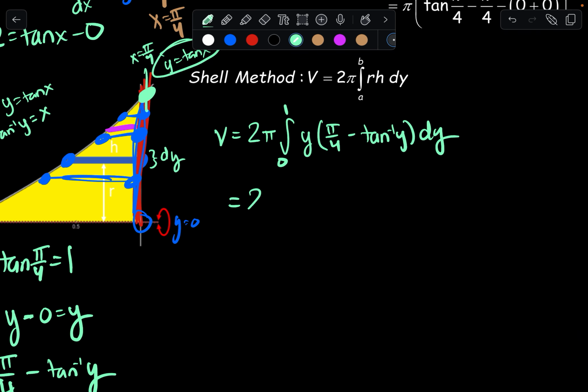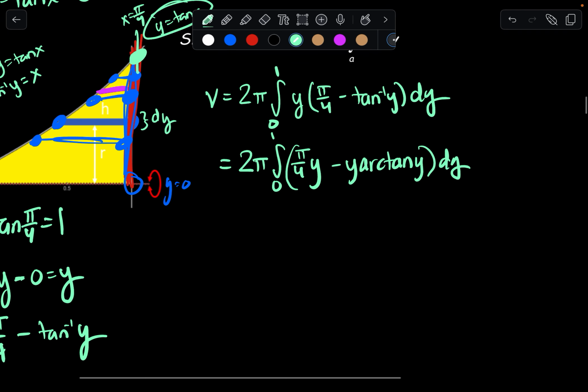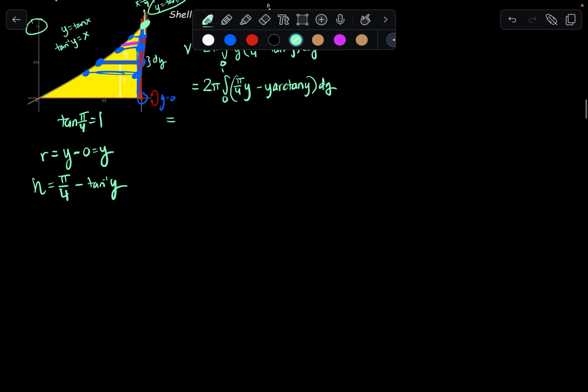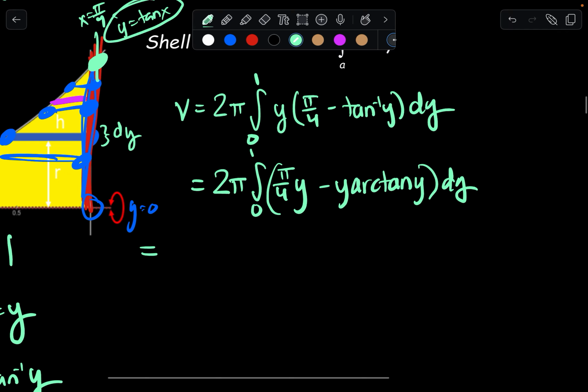Okay, so we have 2 pi. Let's go ahead and distribute the y. So we get pi over 4 y, and then minus y arctan. I'm going to rewrite it as arctan. The negative 1 is going to confuse me. Or the inverse symbol, dy. There we go. Okay, so let's start working through it. Right small, I can already see it's going to take a second.